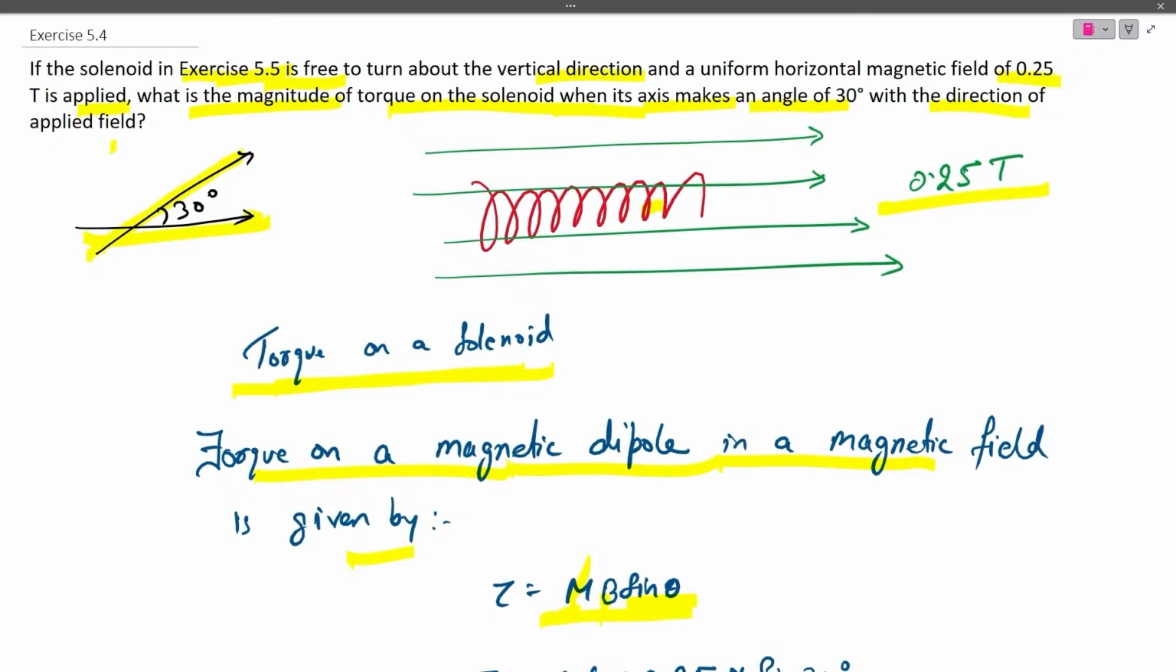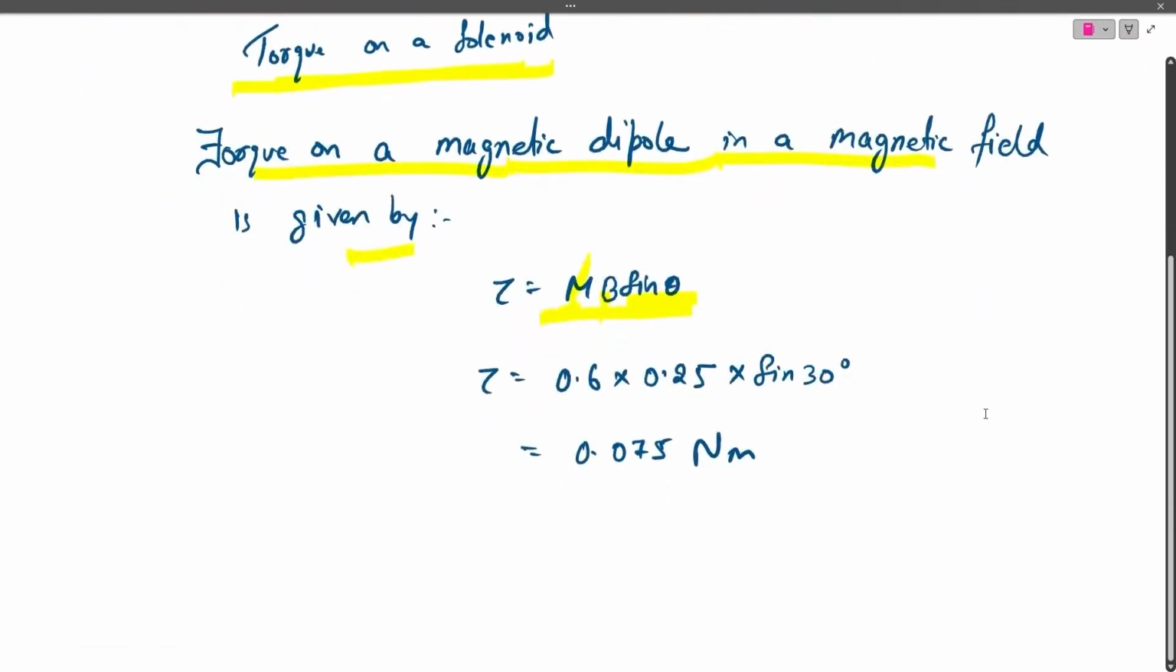Now based on the previous data, we have the magnitude of magnetic dipole moment, that is 0.6, and we have been given the external magnetic field, that is 0.25 Tesla, and sine 30 degree. If we substitute these values in this formula, we will get the value of torque as 0.075 Newton meter.